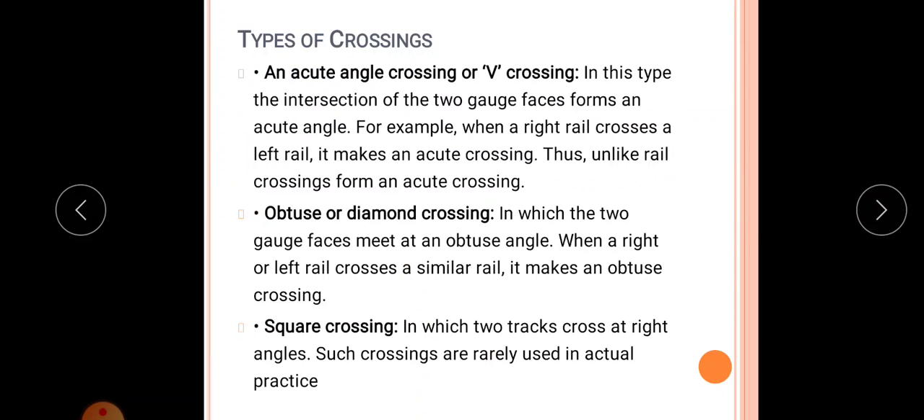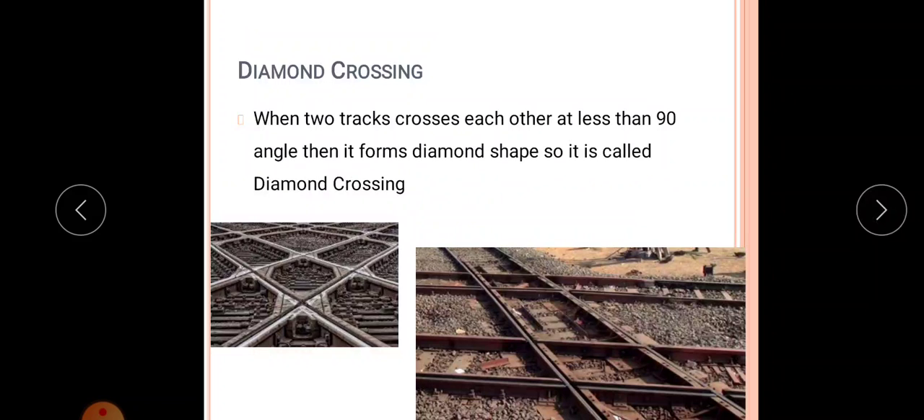The next type is the obtuse or diamond crossing. Here the two gauge faces meet at an obtuse angle. When the right or left rail crosses a similar rail, it makes an obtuse crossing. So it is known as diamond crossing or obtuse crossing. When two tracks cross each other at less than 90 degrees, it forms a diamond shape, so it is known as diamond crossing.